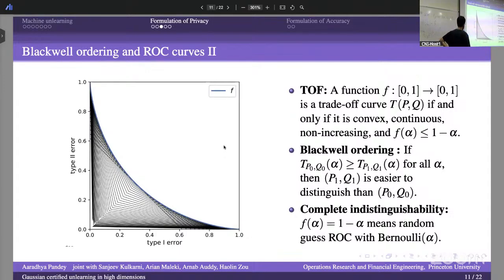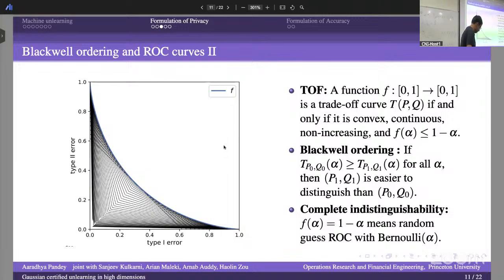Usually these curves look like this: let's say this is alpha, and this is T of alpha for some choices of P and Q. The function goes from [0,1] to [0,1]. This is how it will look, and multiple curves are drawn. Some are like this, and this blue one is another example of a curve. Okay, so that's one. Now, how is privacy appearing here? Privacy appears here, or at least the notion of privacy appears, in the following sense.